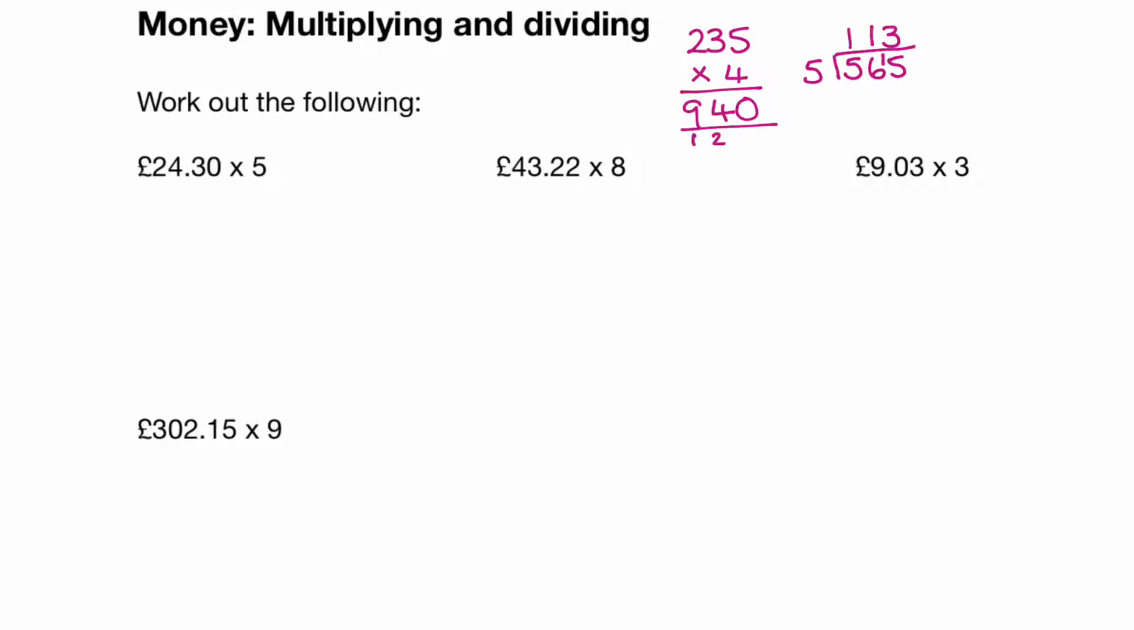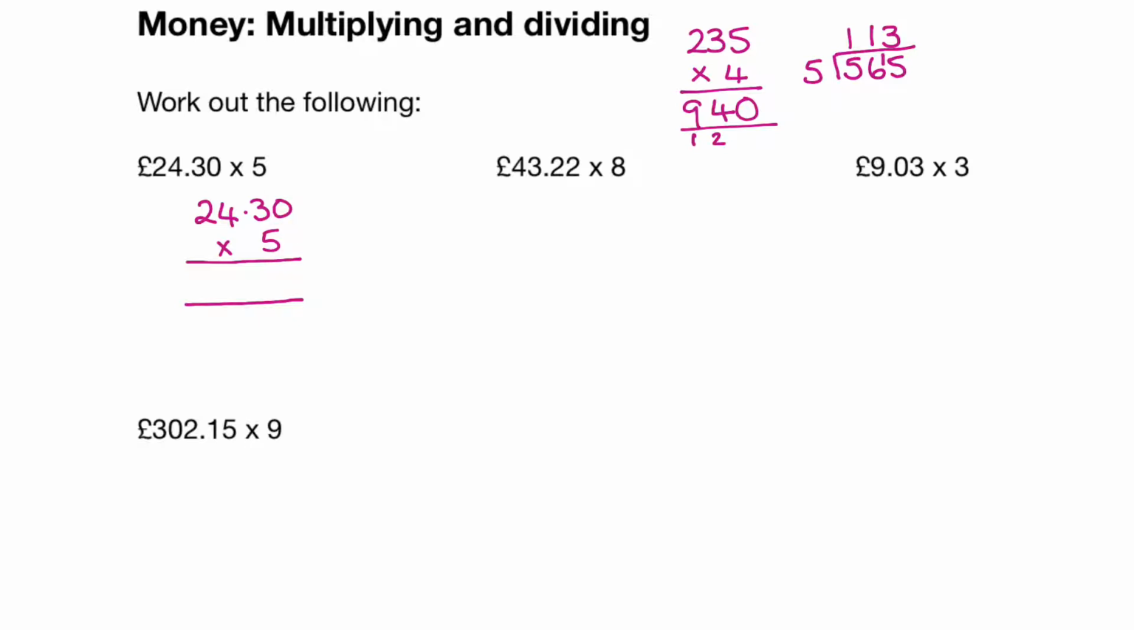So let's move on to money then. So really the only difference is that we've now got a decimal point in our calculations. We set them out exactly the same. So £24.30 times 5. When we're writing out the question, we don't need to put the pound sign here. We do need to remember the pound sign in the answer, but we don't need to put it here during our calculation. Okay, so we're going to do 0 times 5.